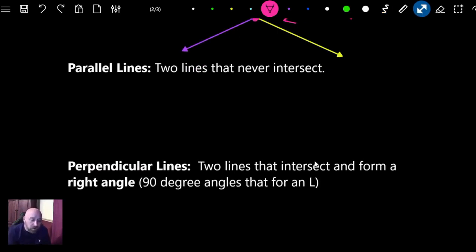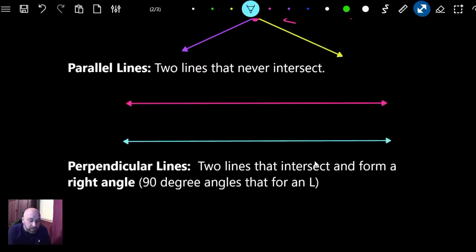Parallel lines are lines that never cross each other. So if we have one line here and we have one line here, those lines would keep going into infinity in both directions and they would never cross each other.